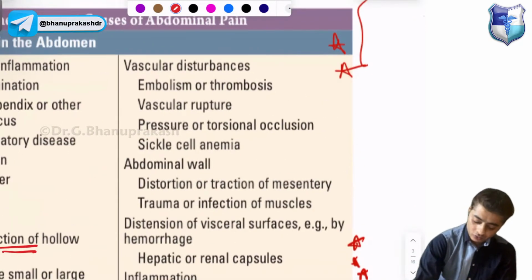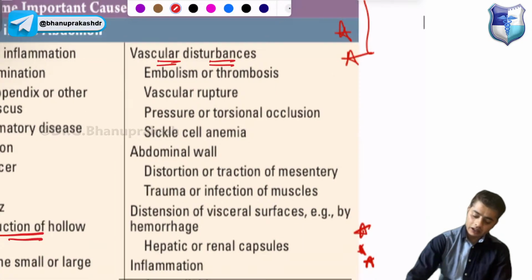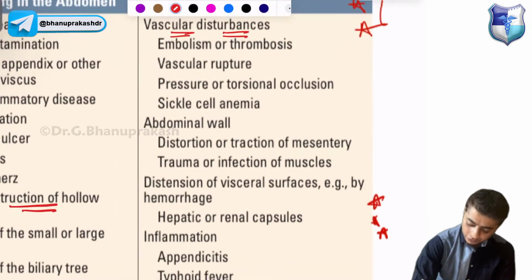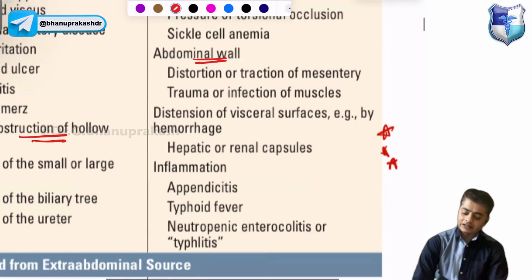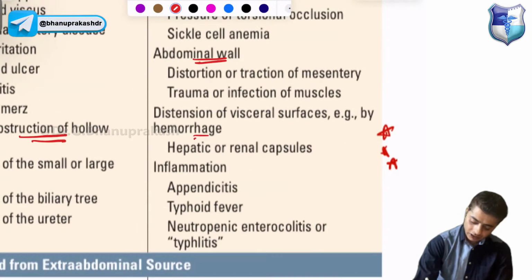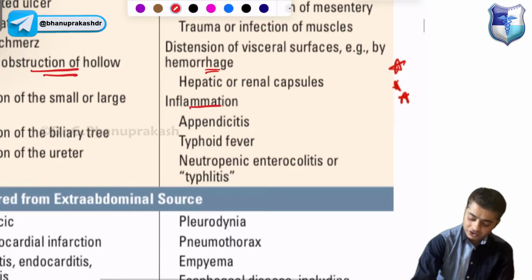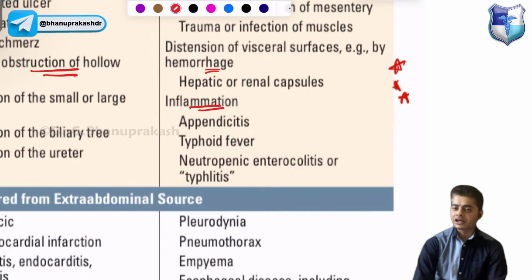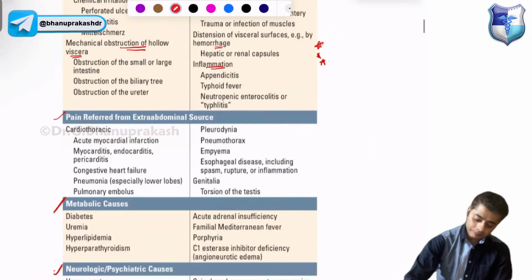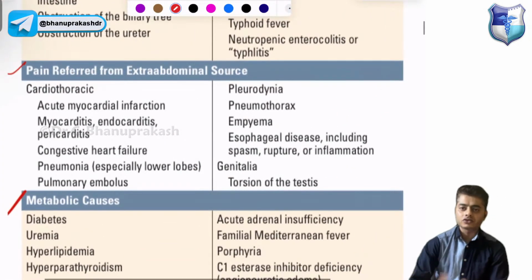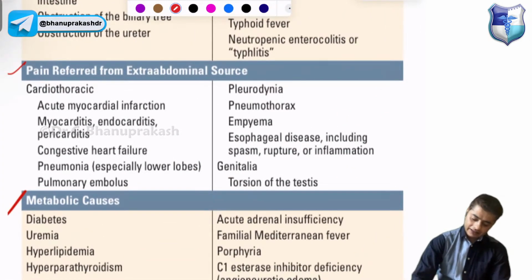After that, pain due to vascular disturbances. Then comes pain due to abdominal wall. After that, distension of visceral surface, for example by hemorrhage. Then come inflammatory causes like appendicitis and typhoid fever. After that, pain referred from extra-abdominal sources.